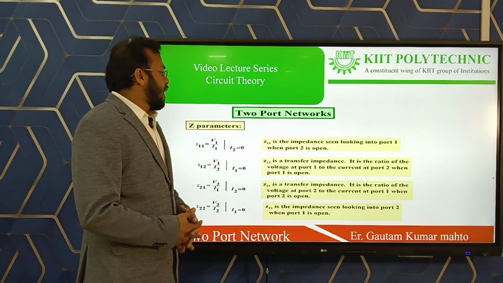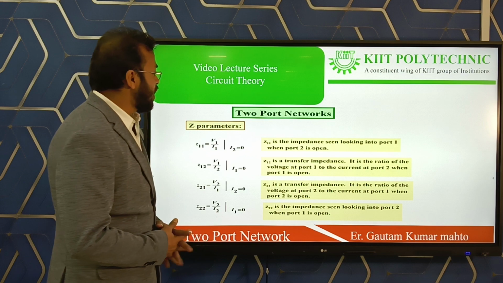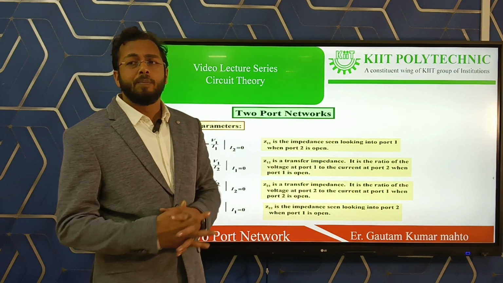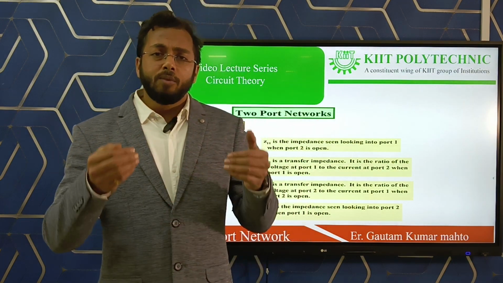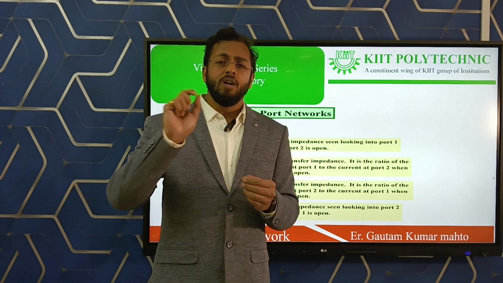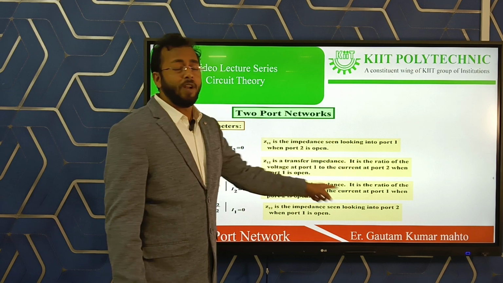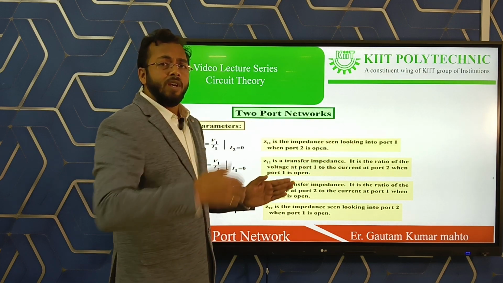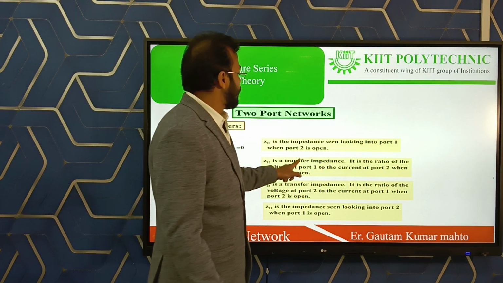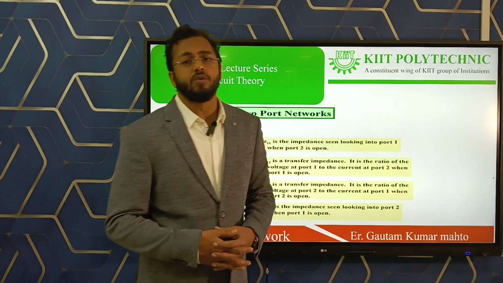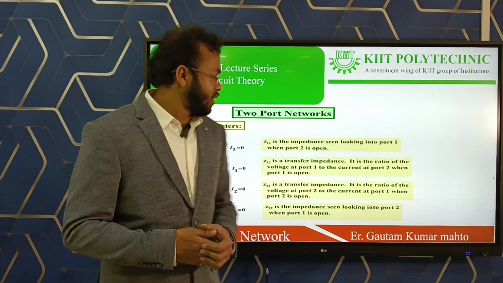Z11 is known as the impedance parameter of the input port, port 1, when port 2 is open. That means this is the impedance of the input side when we look from the input side with the output port open. Z12 is known as the transfer impedance, because the transfer takes place from 1 to 2. It is the ratio of the voltage at port 1 to the current at port 2, when port 1 is open, that means the current in port 1 is equal to 0.